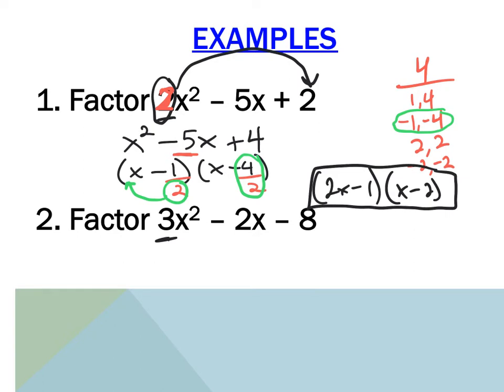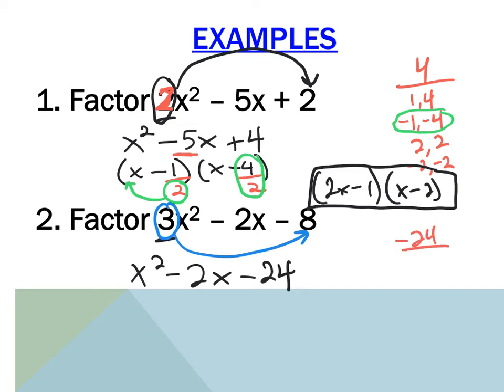So let's take a look at the next one down below. So the first step, we take that 3, we multiply it to the backside. So now it's going to be a new problem of x squared minus 2x minus 24. We look at factors of negative 24, because the next step would be factoring that. Looks like 1 and negative 24, negative 1 and positive 24, 2 and negative 12, negative 2 and positive 12, 3 and negative 8, negative 3 and positive 8, and also 4 and negative 6, negative 4 and positive 6.